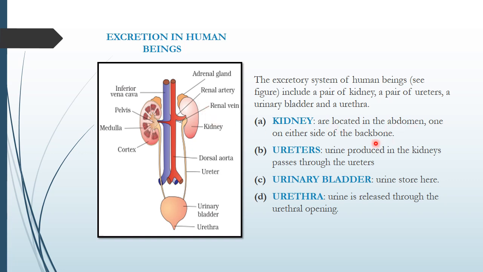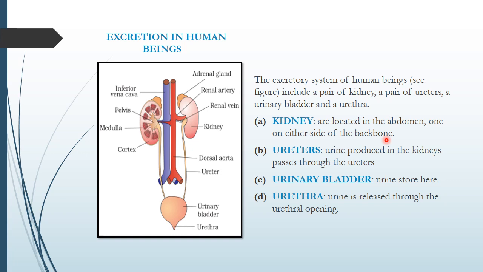The functional unit of kidney are nephrons. So the kidney filters our blood, removes harmful unwanted nitrogenous waste, and along with it also maintains the level of water and salt in our body fluid, that is blood.